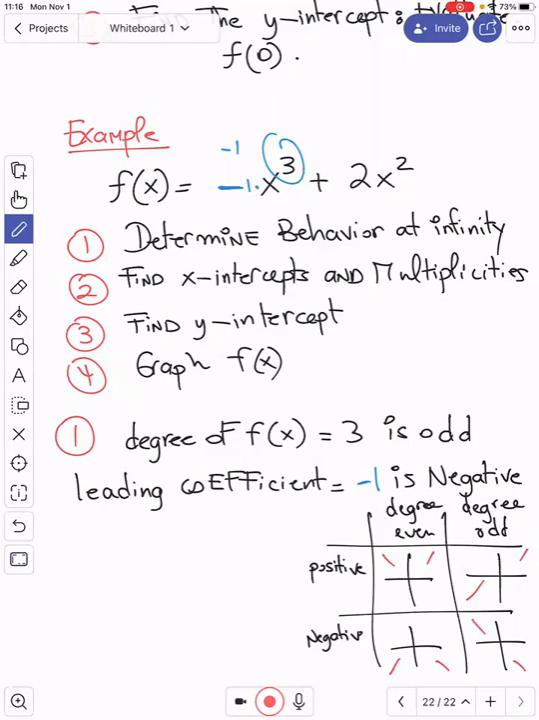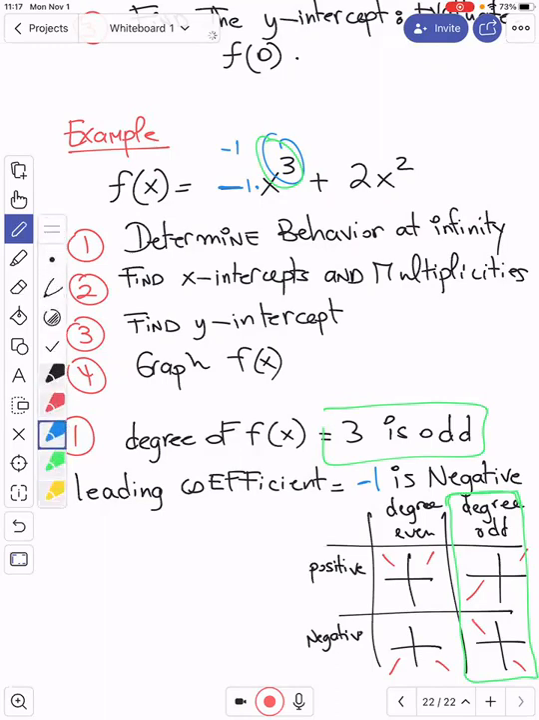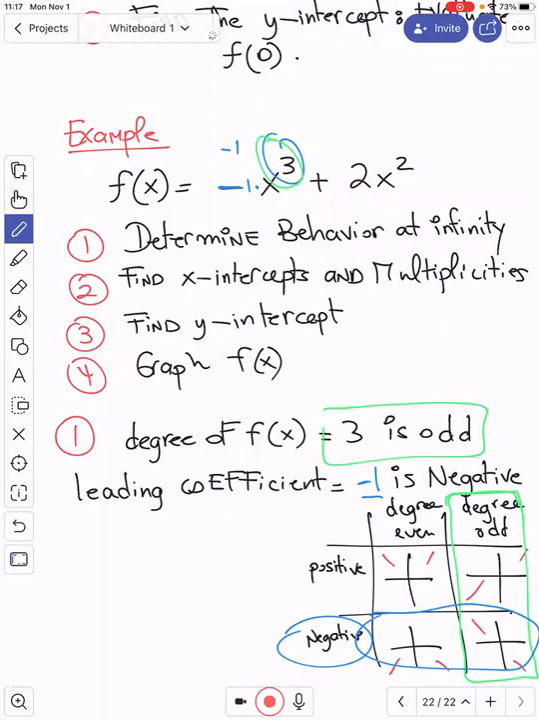So in our example, guys, the degree is odd, right? 3 is odd. The highest power of x is odd, so we are in this column right here. Now, the leading coefficient is negative. It's -1, so we are in the second row. Degree odd, leading coefficient negative. So the behavior at infinity would be this one here.